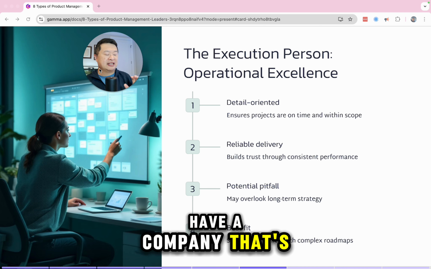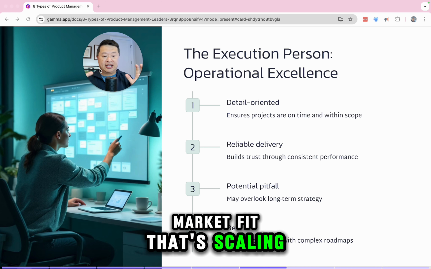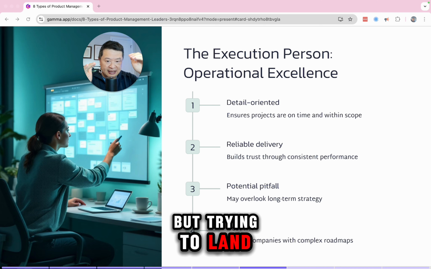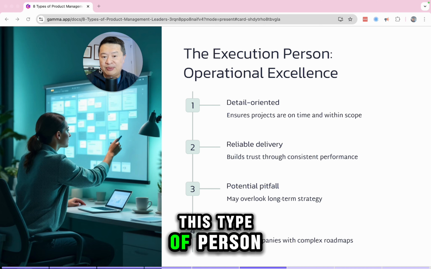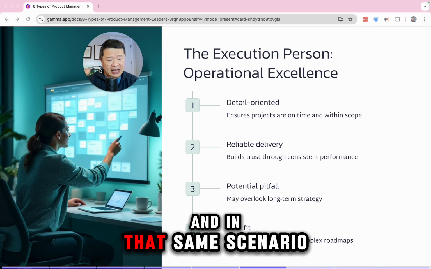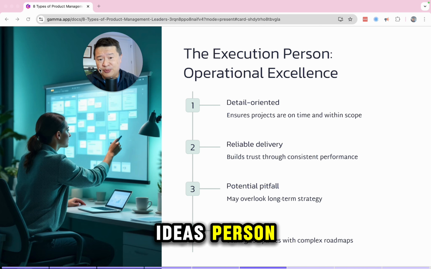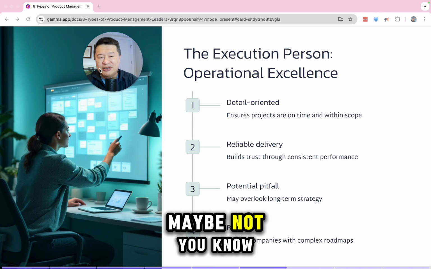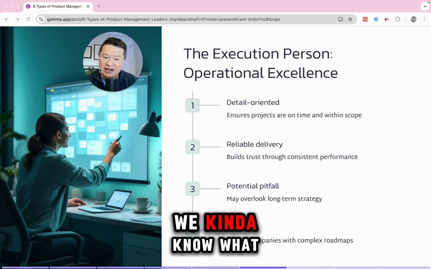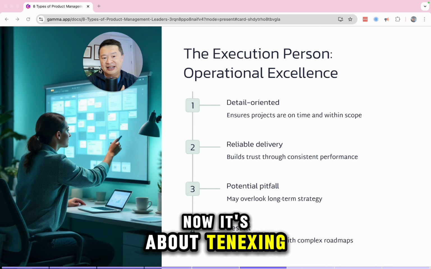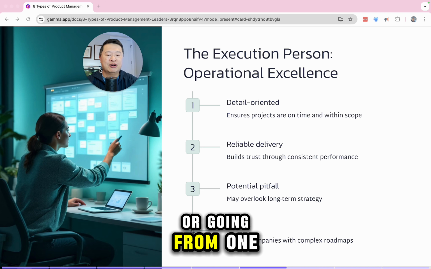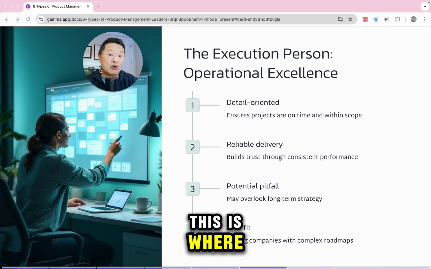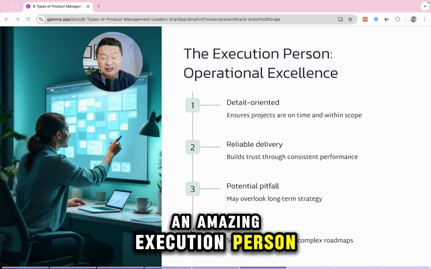And so if you have a company that's got product market fit, that's scaling and now needs to 10x, but isn't trying to change its strategy, but is trying to land and execute really well, this type of person would be invaluable to your company. And in that same scenario, if you hired an ideas person, not as impactful. If you hired a deal maker, maybe not. If you hired this business strategist, well, we kind of know what we need to do. And now it's about 10xing, going from 10 cities to 100 cities, or from one country to 10 countries, or from 10 million to 100 million users. This is where an amazing execution person will go a long way.